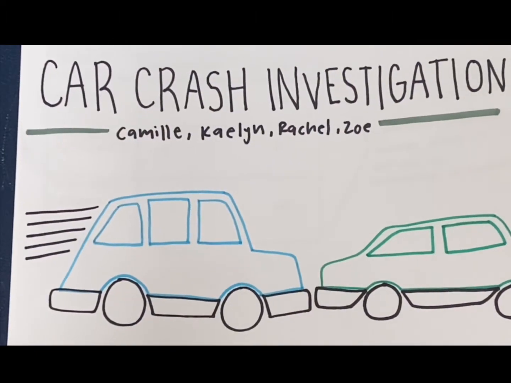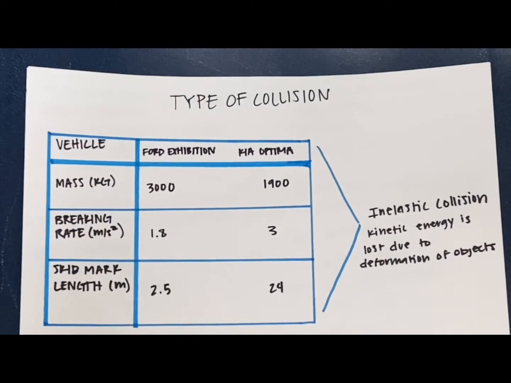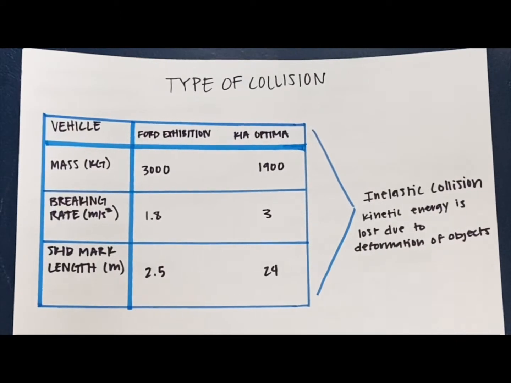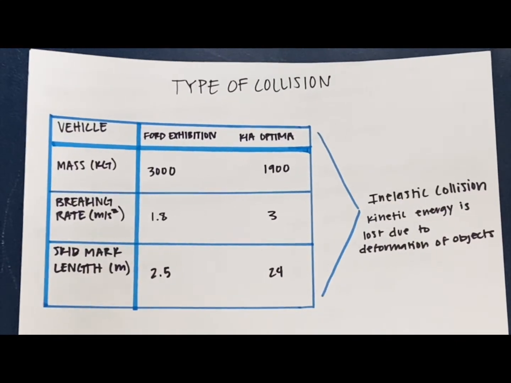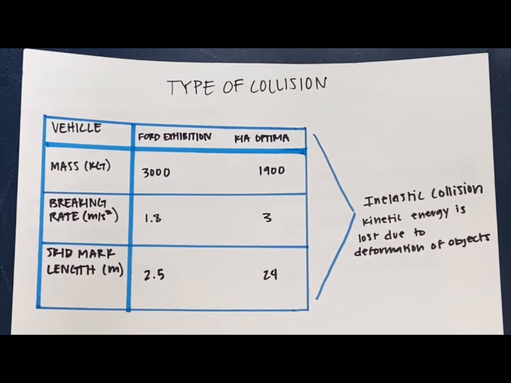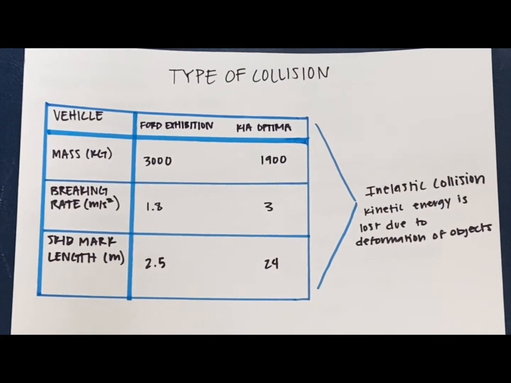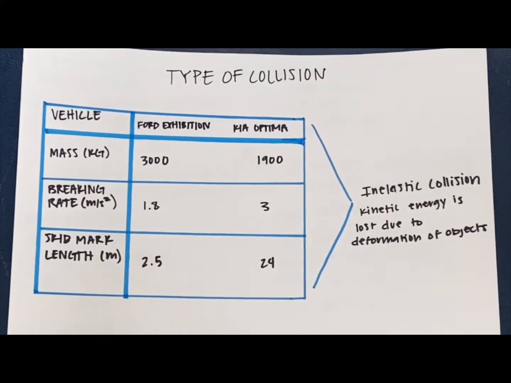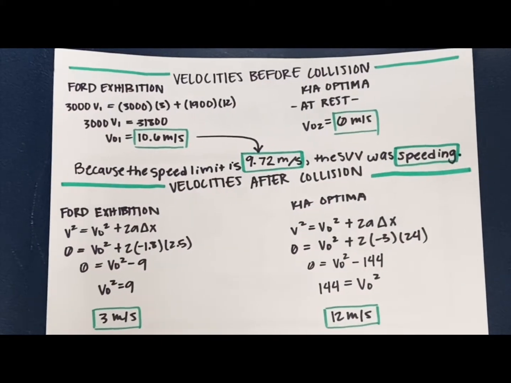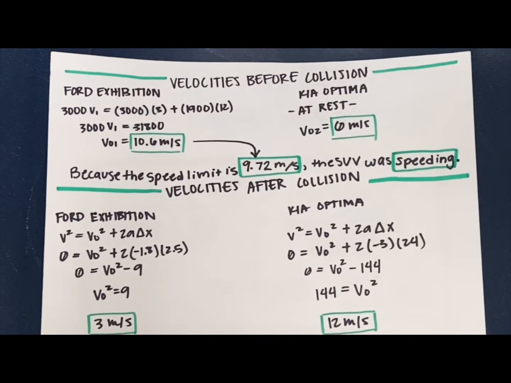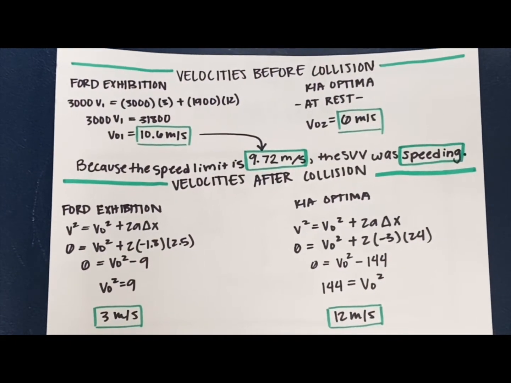This is the car crash investigation. In this collision, the Ford Expedition rear ends the Kia Optima at rest. This is an inelastic collision because kinetic energy is lost due to the deformation of the objects. To find the velocities before the collision, we used the formula for an inelastic collision.